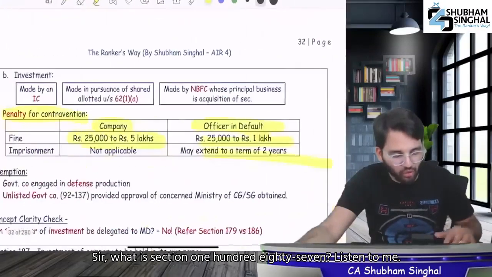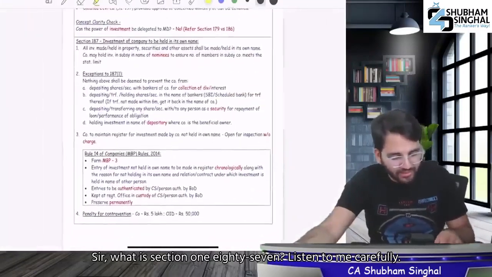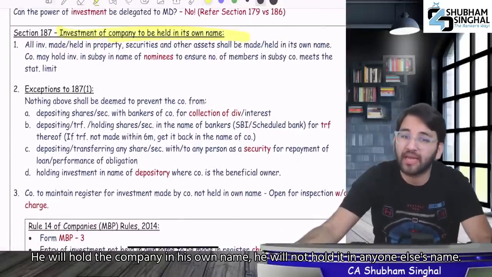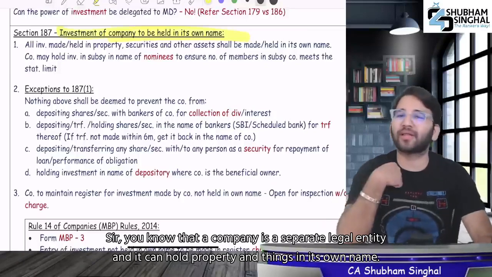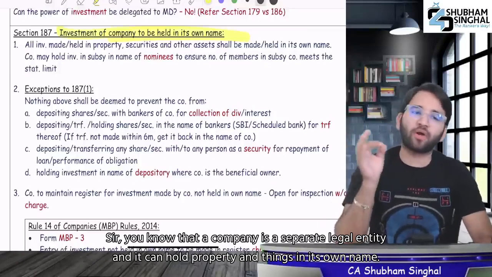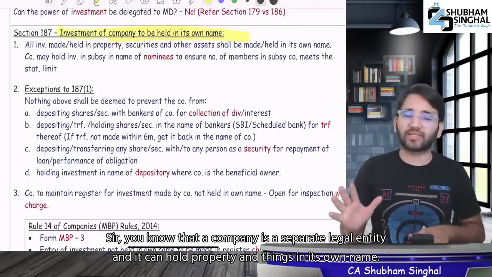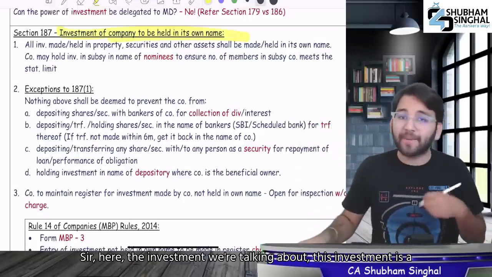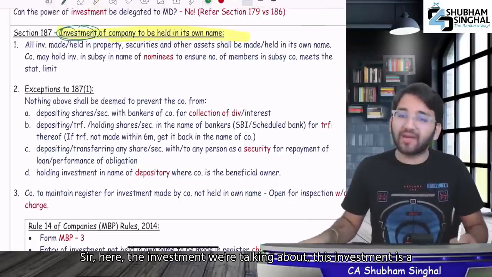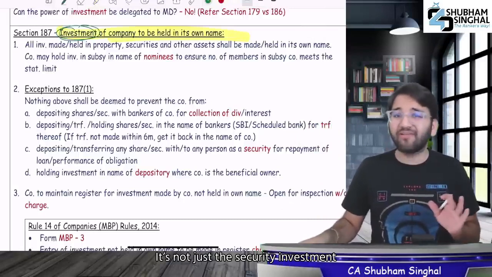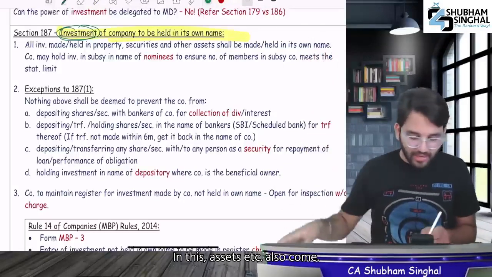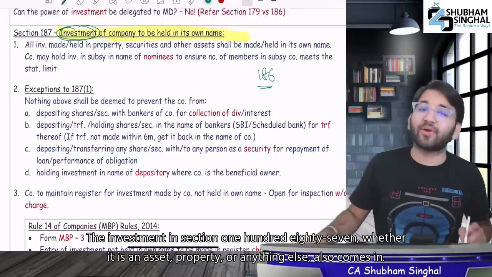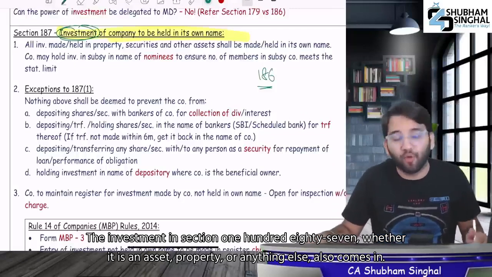Listen to what 187 is. What is Section 187? Listen carefully. 187 says that the investment will be held by the company in its own name and not in anyone else's name. Do you know that a company is a separate legal entity and it can very well hold property and things in its own name? It will not hold property in the name of its directors or members. Okay, so listen, the investment that we are talking about here is not just security investment. Assets are included in this. When you mentioned investment in 186, it was of securities. In 187, investment, assets, property or anything is included.